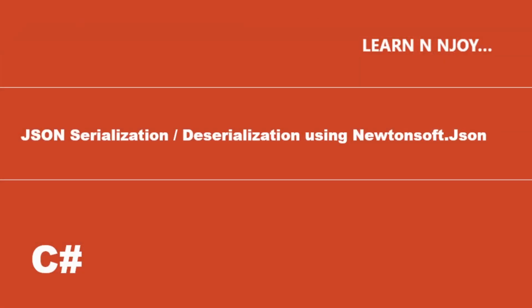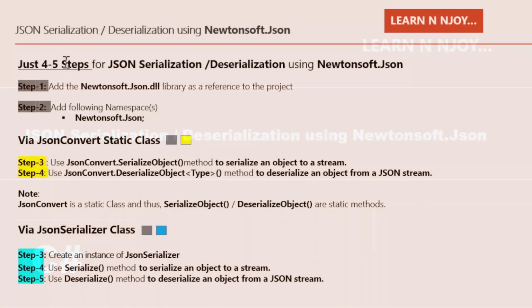JSON serialization, deserialization using Newtonsoft.Json. Here we just need to follow 4 to 5 steps. The first two steps are the common steps. Step 1, add the Newtonsoft.Json.dll library as a reference to the project. Step 2, add the following namespace: Newtonsoft.Json. So these two are common steps.